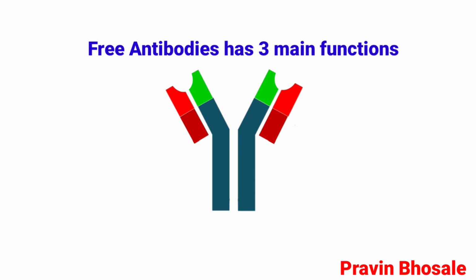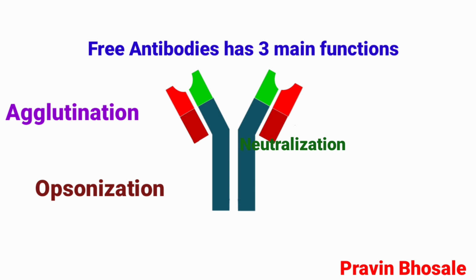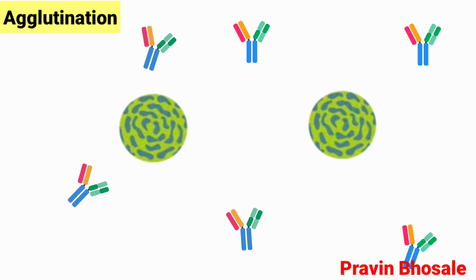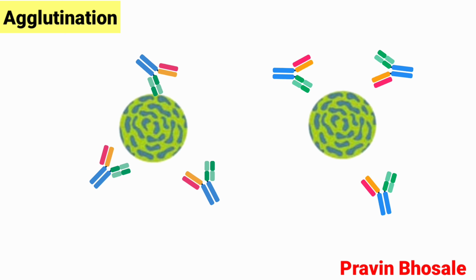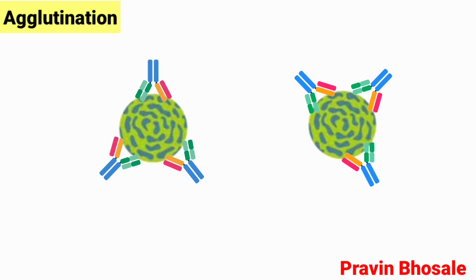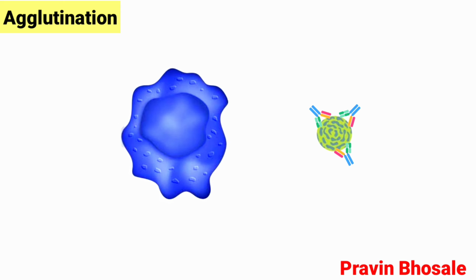The free antibodies have three main functions: agglutination, opsonization, and neutralization. Agglutination of particulate matter including bacteria and viruses. The immobilized mass is then engulfed by phagocytes.